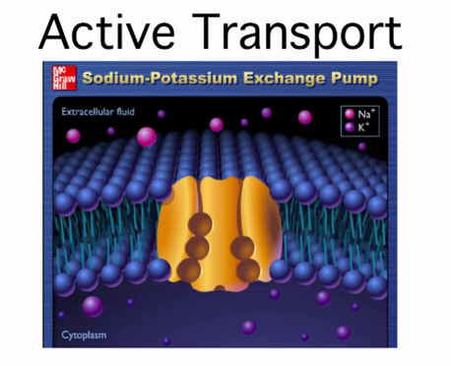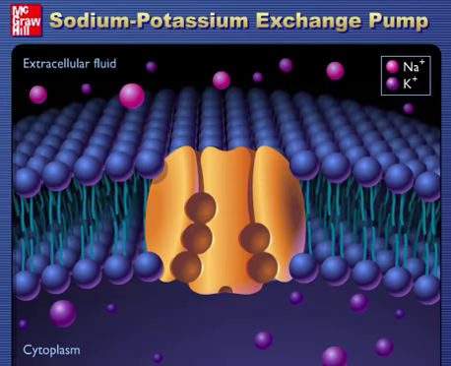Unlike diffusion and osmosis, which do not require energy to move across a membrane, active transport means the cell must spend energy to move substances across the membrane. One classic example of this is the sodium-potassium exchange pump.